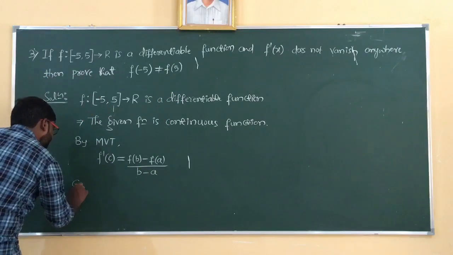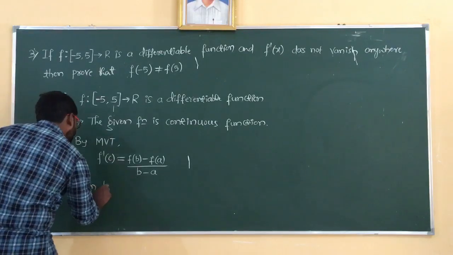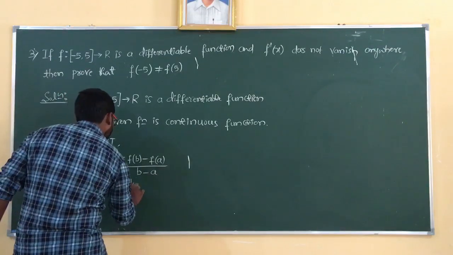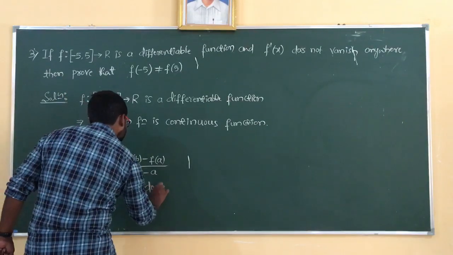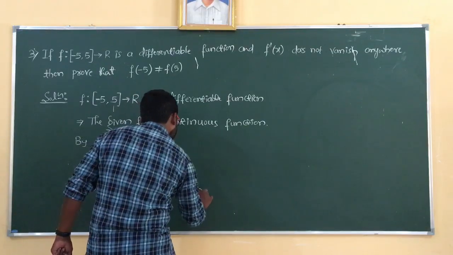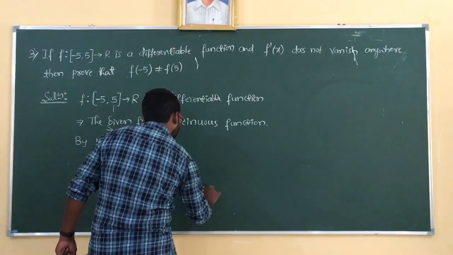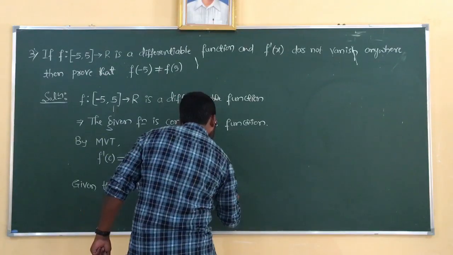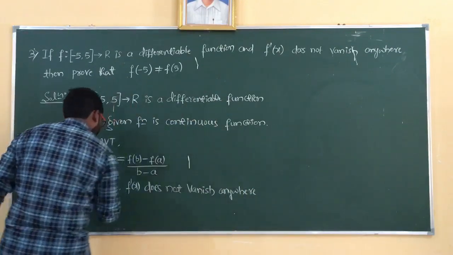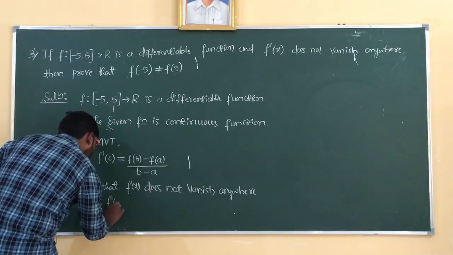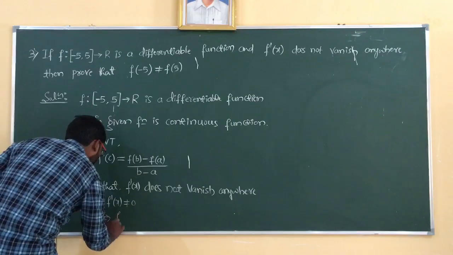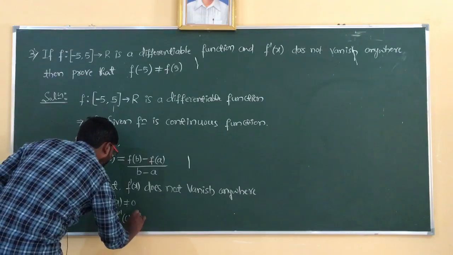Given that f dash of x does not vanish, doesn't vanish anywhere. So, that means f dash of x is not equal to 0. This implies f dash of c is not equal to 0.